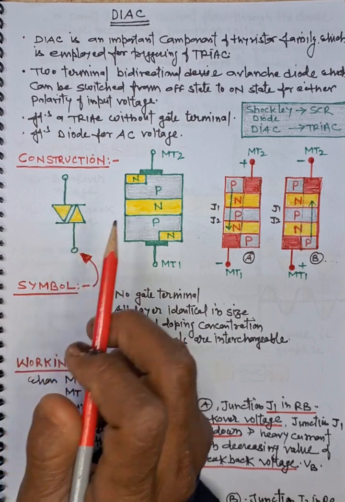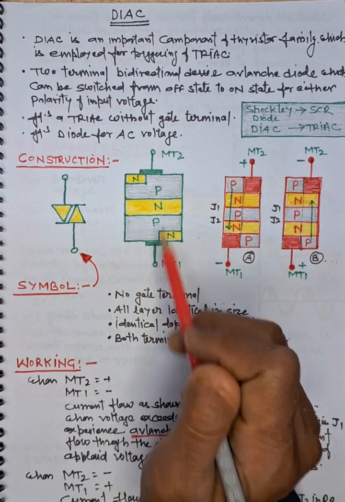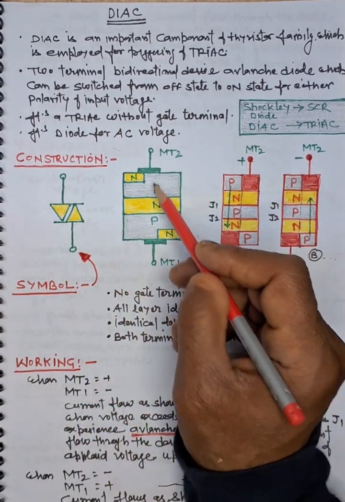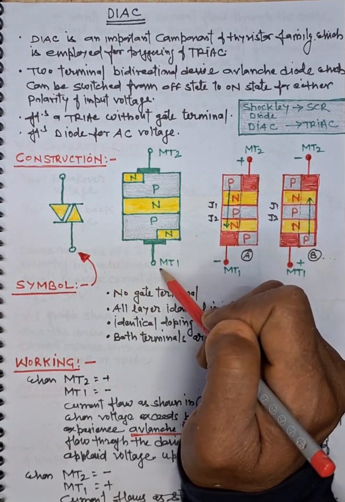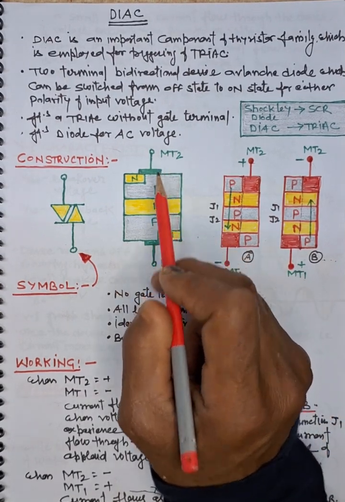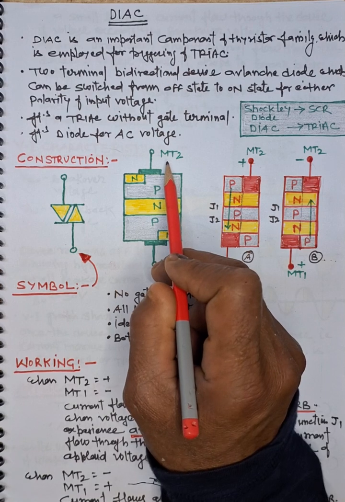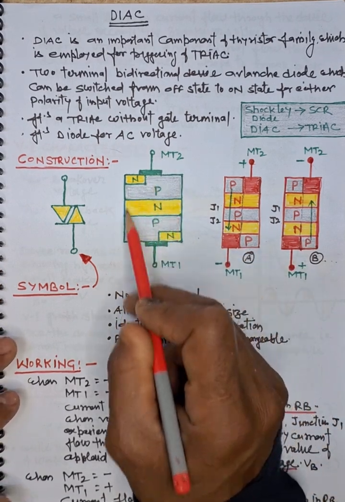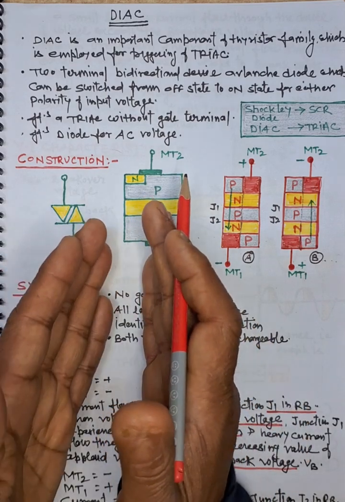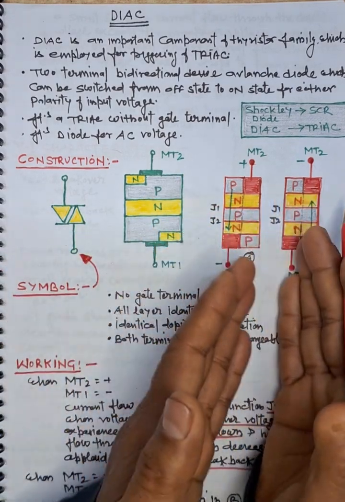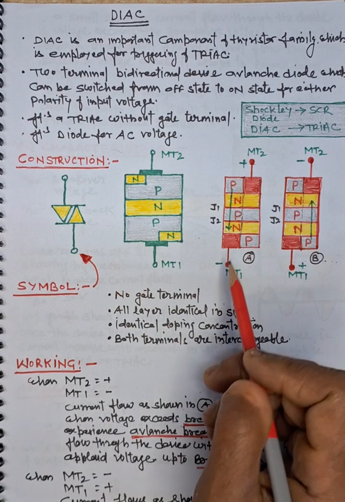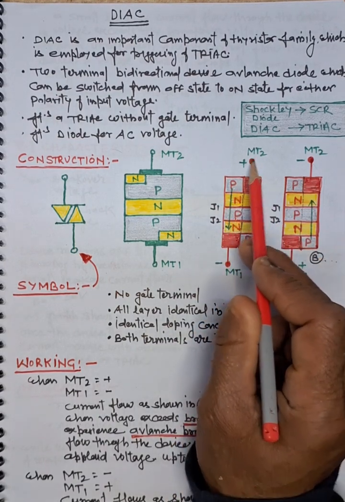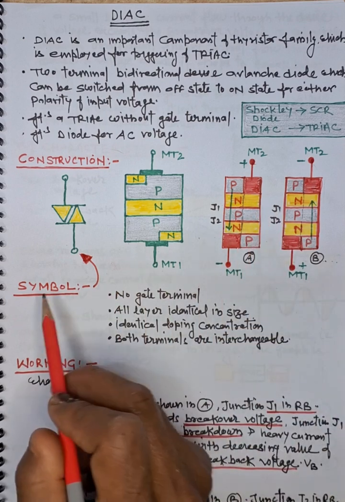Moreover, for MT1 and MT2, there is no anode and cathode. Since it is a bidirectional device, there is a symmetry in its construction as well, and terminals are not marked as anode and cathode. So this is the basic construction. This construction is simplified in two different ways over here to understand its bidirectional working. We will explain this when we go through the working.